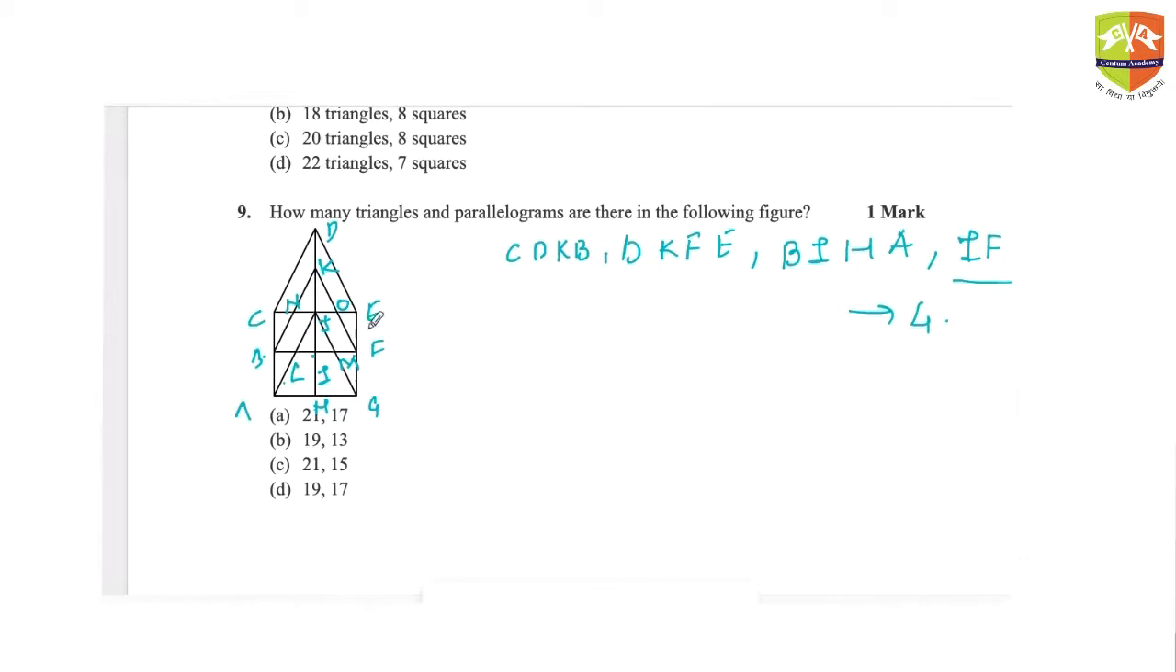Similarly, I can get it with B, K, J, A with 3 components, 1, 2, 3. On the other side, B, K, J, A is 1. Similarly, K, F, J, G is the other one. Similarly, C, J, I, B is the third one. And the fourth one would be J, E, F, I. So how many of them am I getting here? 4.